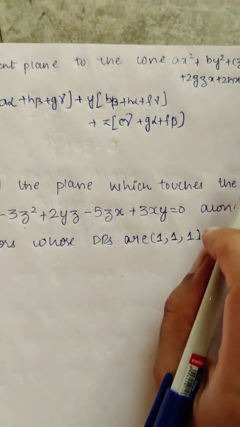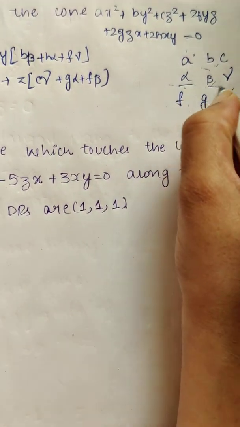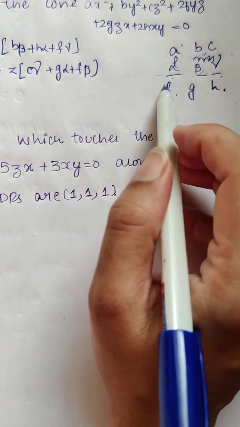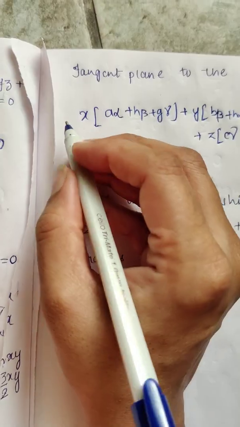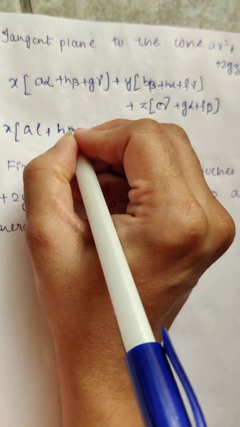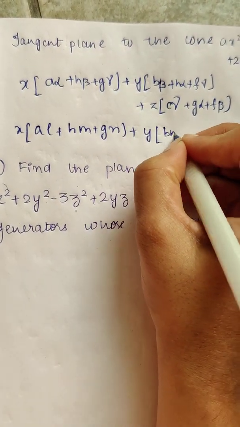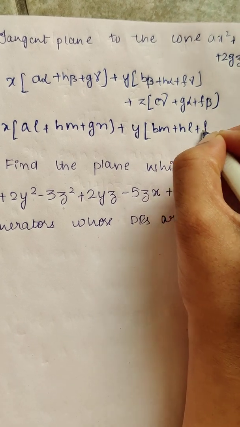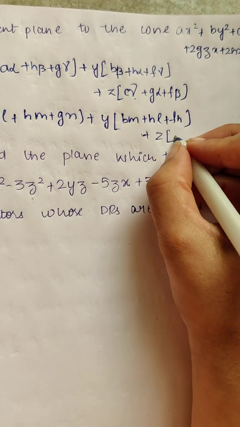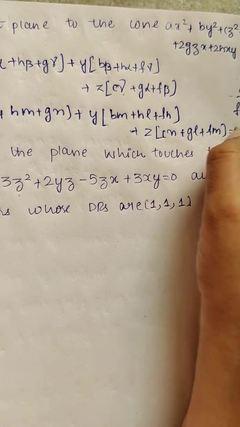Now, if I want to construct the equation of the tangent plane through the DRs of the generator L, M, N, then alpha, beta, gamma would be replaced with L, M, N, using the same procedure. So it is x into (AL + HM + GN) plus y into (BM + HL + FN) plus z into (CN + GL + FM) equals 0.